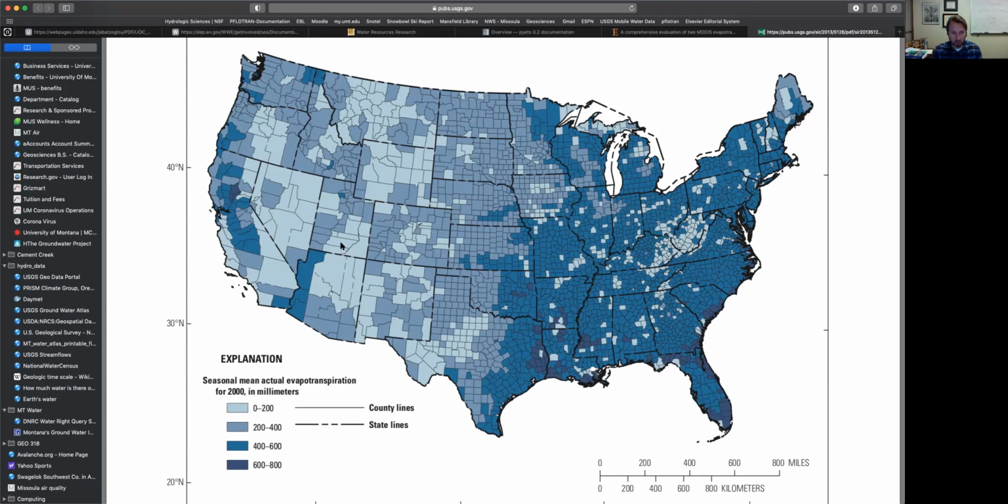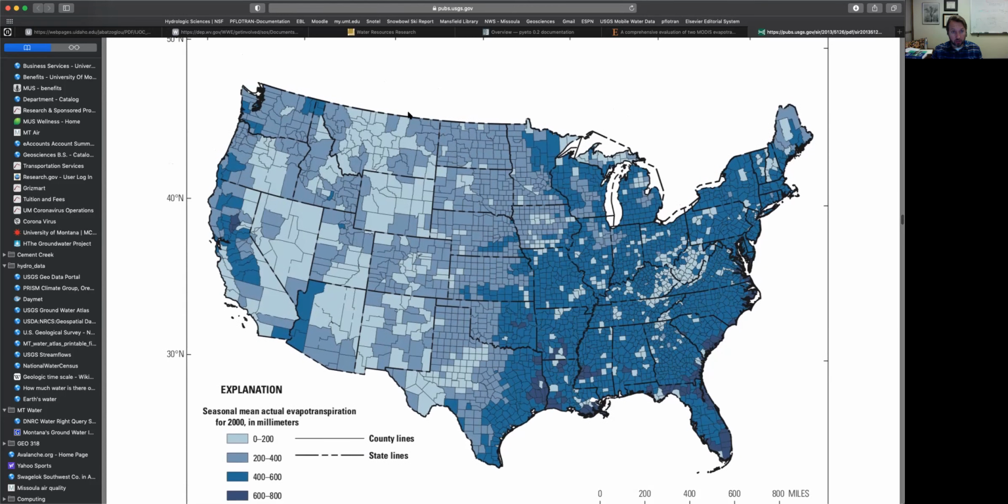Similarly, in the Utah deserts, all right? Eastern Montana, less ET, all right? It's a lot less green versus Western Montana, all right? Even though we get more moisture in Western Montana than Eastern Montana, we have less ET or greater ET.